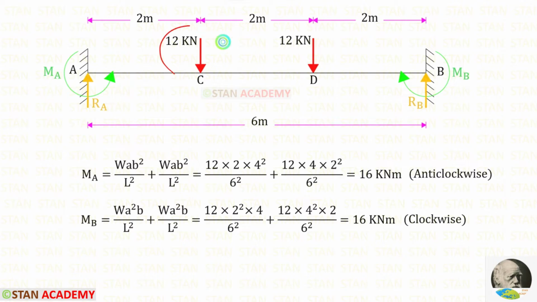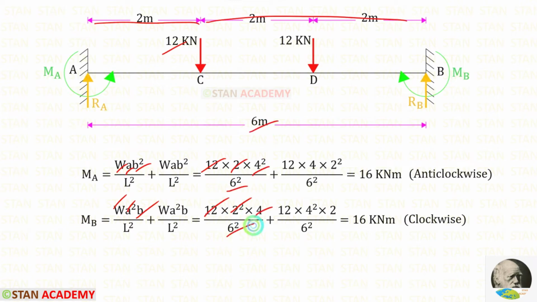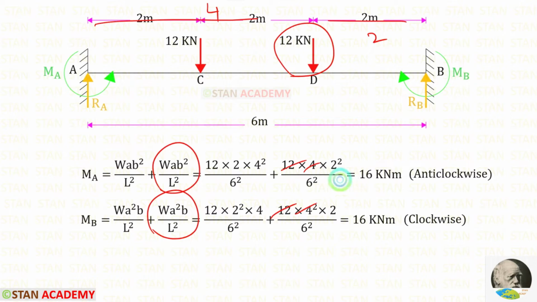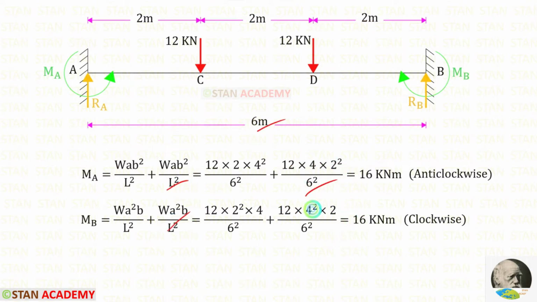First, let us take this load. For that load, we can use these two formulas. Here, W is 12, A is 2, B is 4, and L is 6. Now, let us take this load. For this load, let us use these two formulas. Here, W is 12, A is 4, B is 2, and L is 6. After adding these two, we will get MA, and after adding these two, we will get MB.